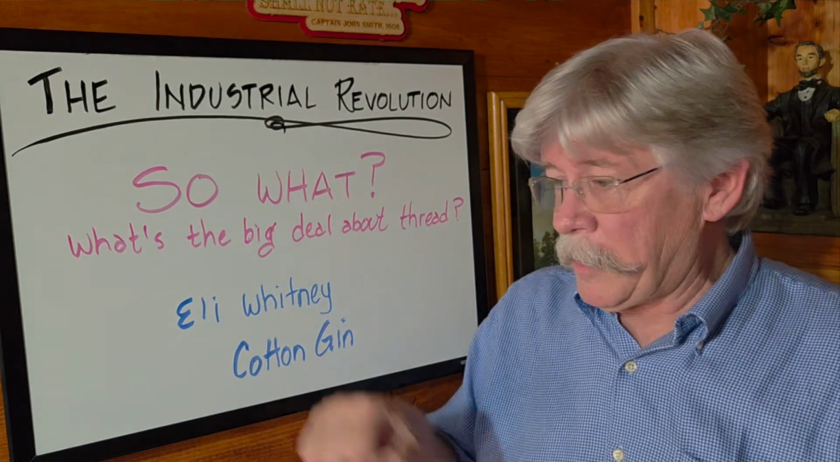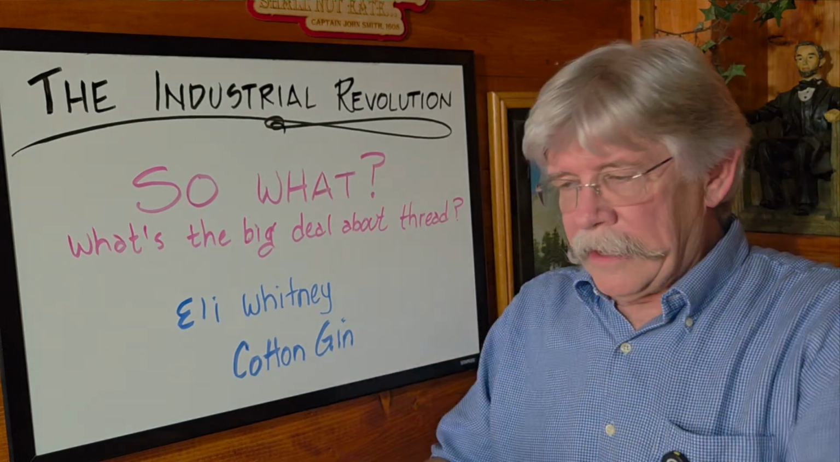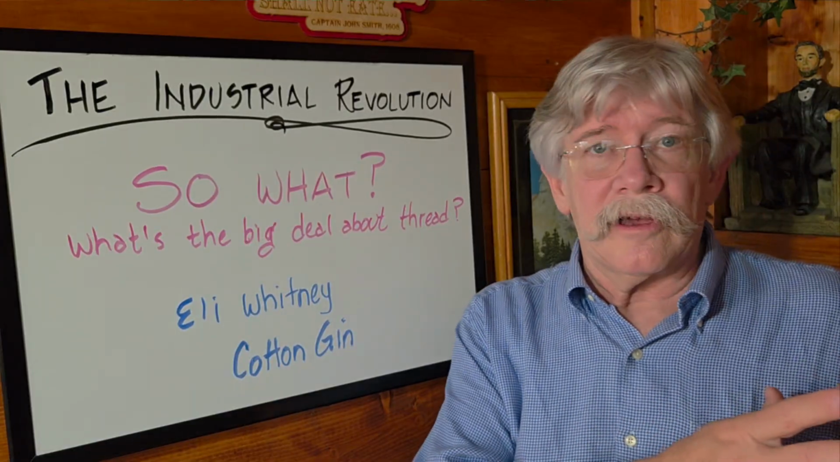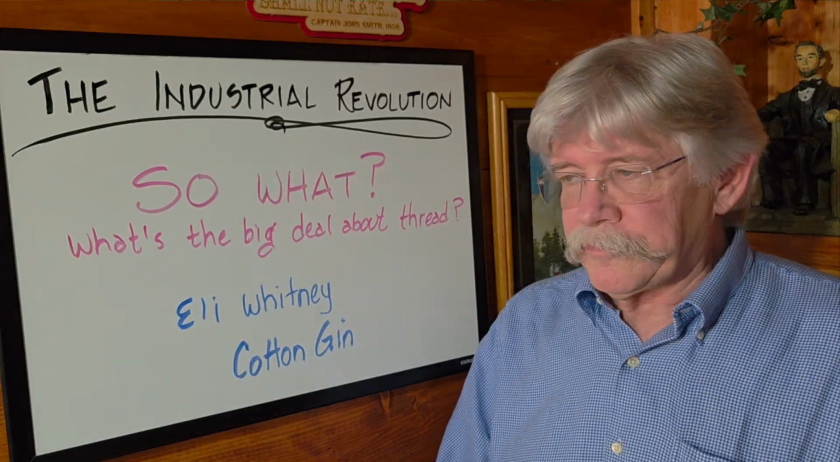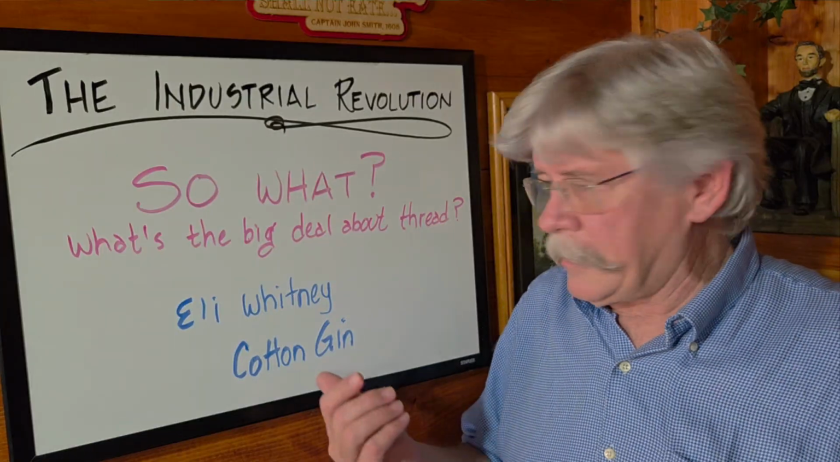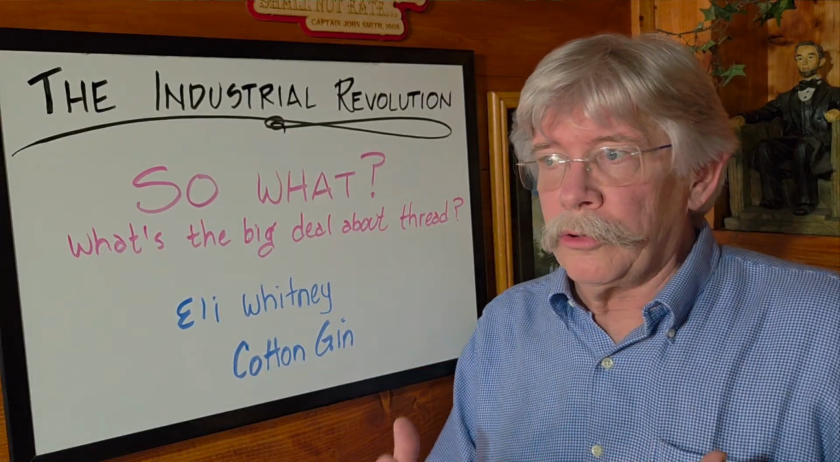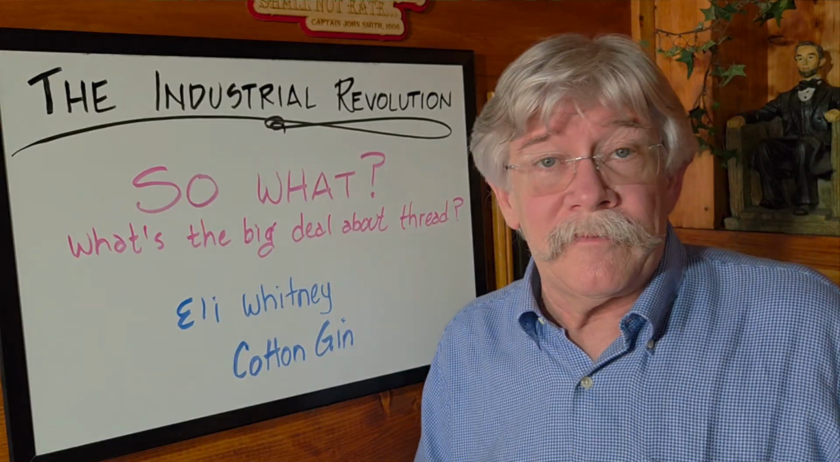This machine does it just by cranking a handle. Dump the cotton in, crank the handle. It spits out the seeds and it separates all the fibers from it. And again, I'm going to show you a picture of this in a minute here. But the cotton gin makes a whole new fabric available.